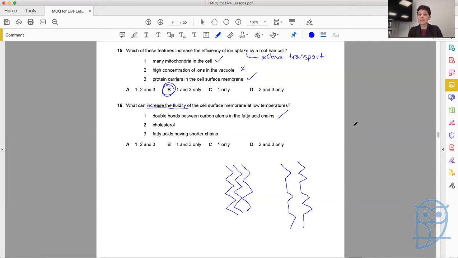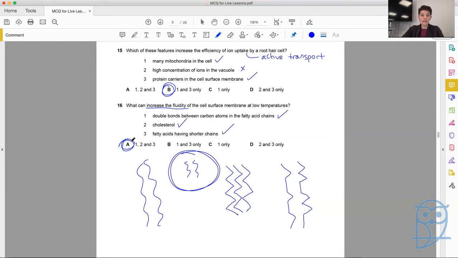Cholesterol is regulating fluidity because it brings down fluidity at high temperature and up fluidity at low temperature. So cholesterol definitely increases fluidity. Fatty acids having shorter chains. Well, if we think about it, this versus this, this one is much more fluid because it doesn't have that length of stability. If you put just your fingertips together versus your whole hand together, a lot more fluidity with just your fingertips. So the less distance we have there for connection, then the more fluidity we have. So all three of these factors would actually increase the fluidity. So answer is A, 1, 2, and 3. We would increase fluidity by having double bonds, cholesterol, and short chains for fatty acids.